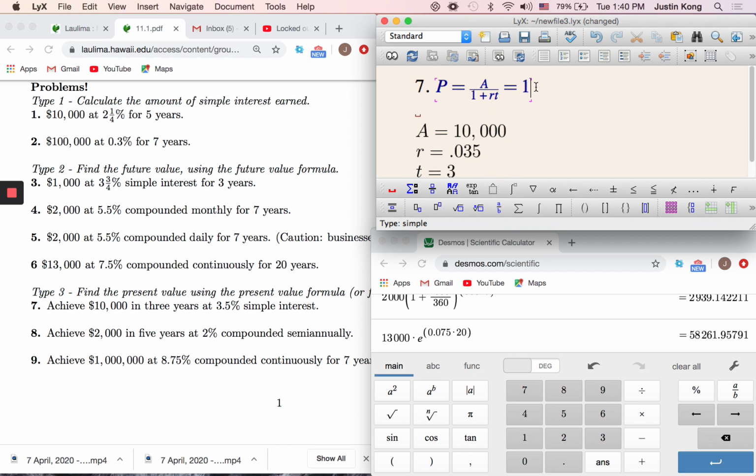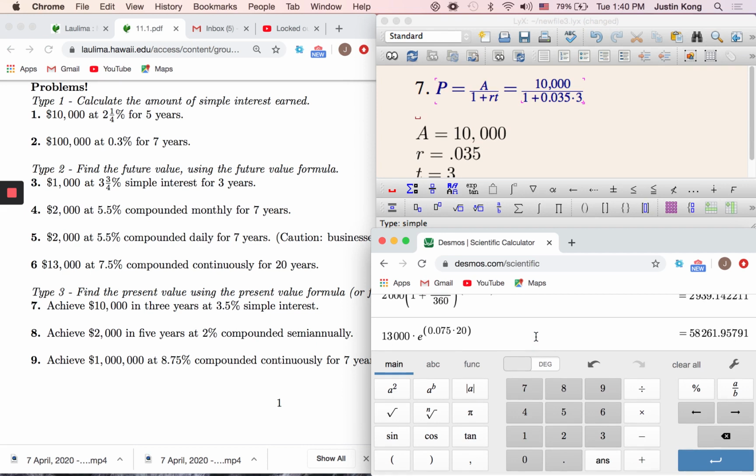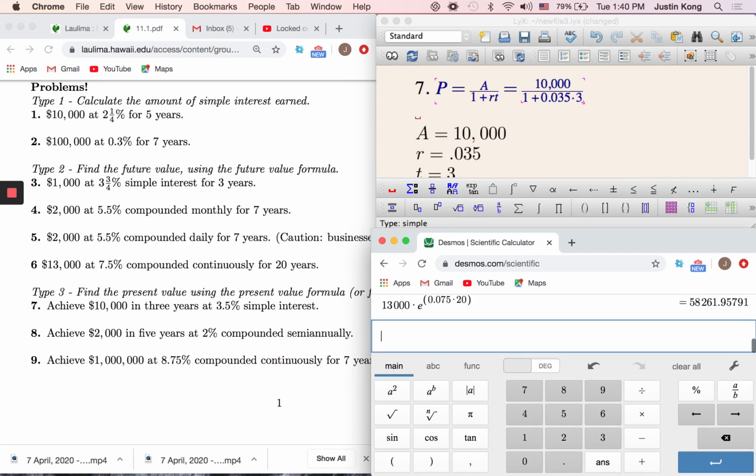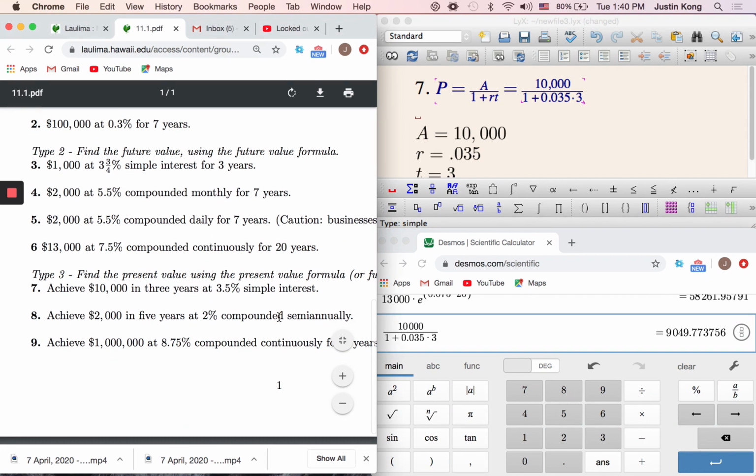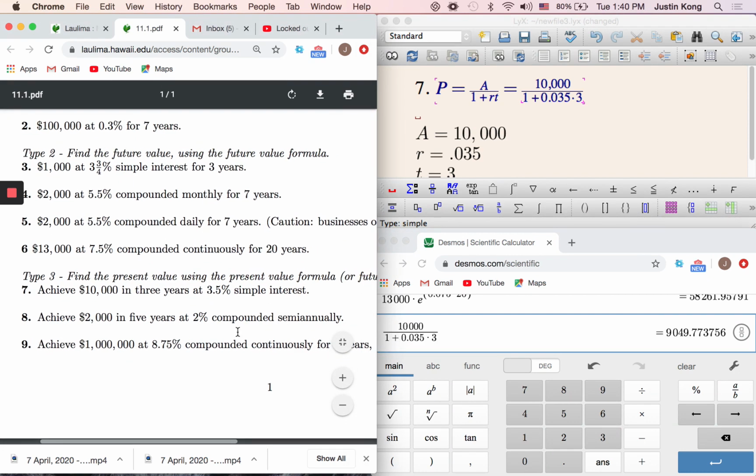Numerically, that's 10,000 on the top, and the bottom, 1 plus 0.035 times 3. So that's what we're going to type in down here: 10,000 divided by 1 plus 0.035 times 3. And you get $9,049.77. That's that one.